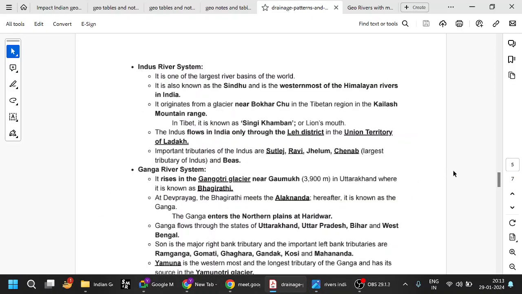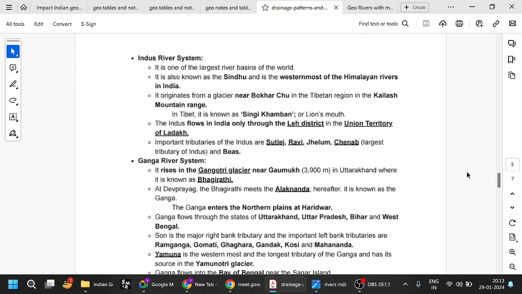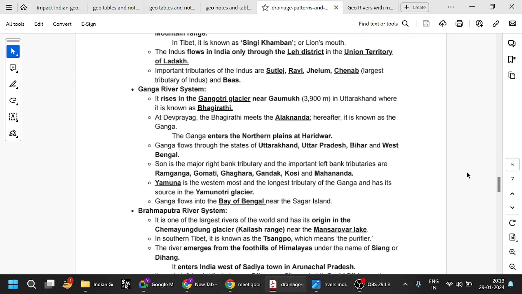Next, fine. So now let us look at the Ganga river system. It rises in the Gangotri glacier. Very important. Where it originates is very important. In Uttarakhand, where it is known as Bhagirathi. Okay, and Bhagirathi meets with Alakananda.